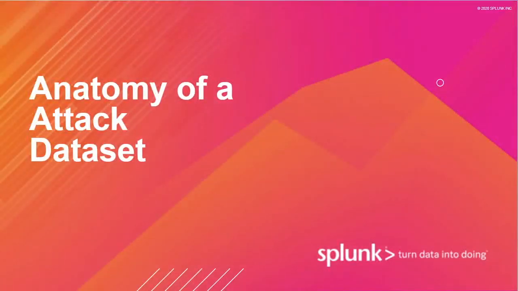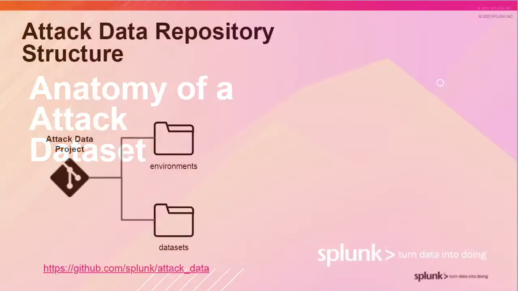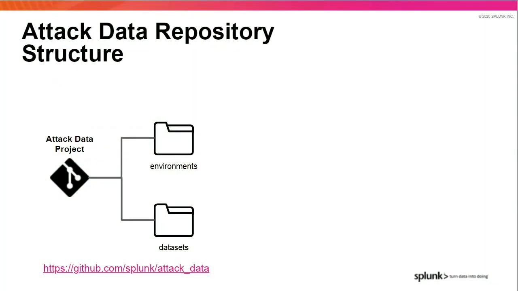Let's talk about anatomy of an attack dataset. The attack data project is available as an open source GitHub project, which you can find under this link. The project contains two high-level folders. The first one is called Environment and includes a description of the environment. The second one is called Datasets and contains the datasets.